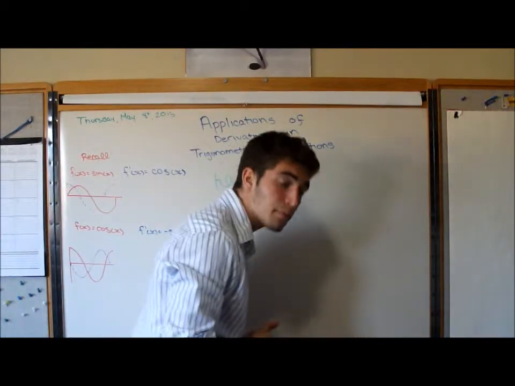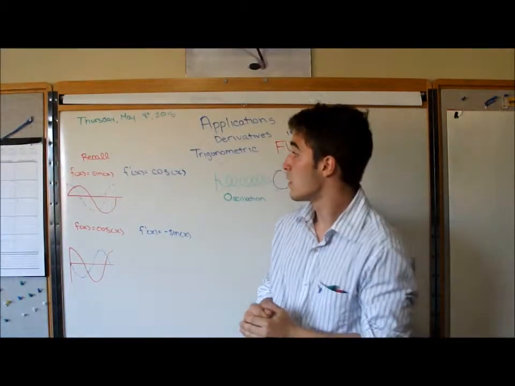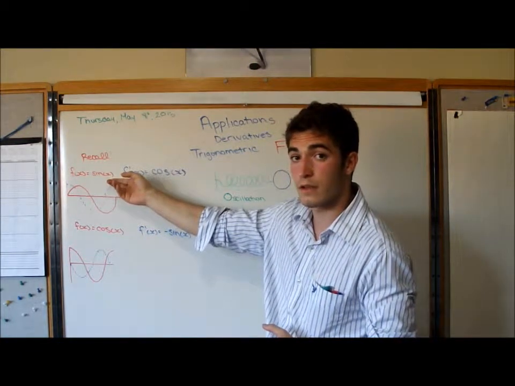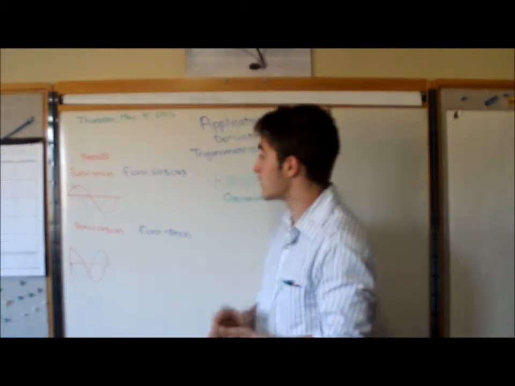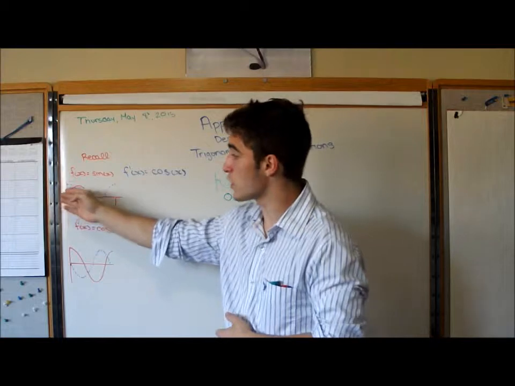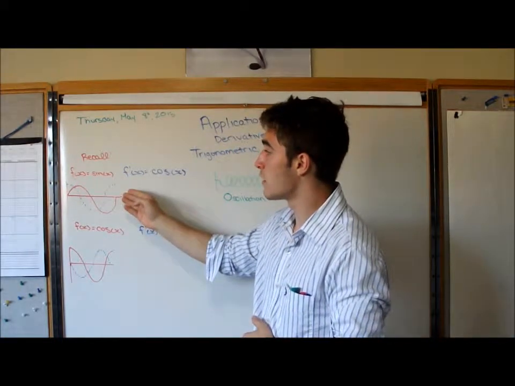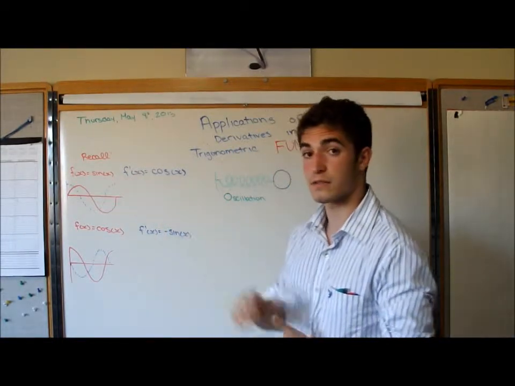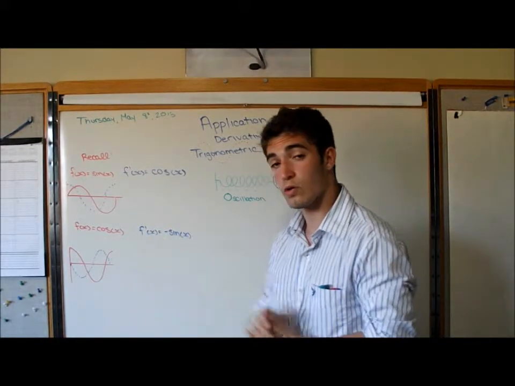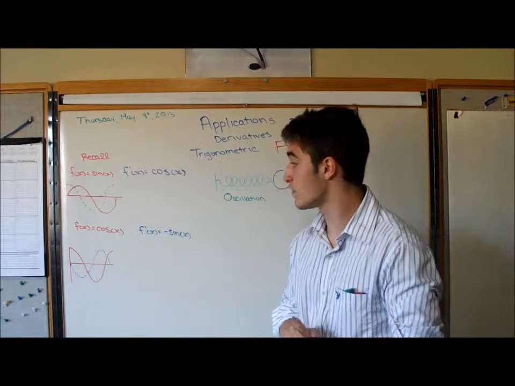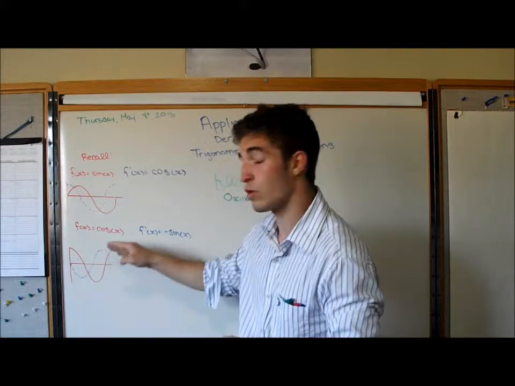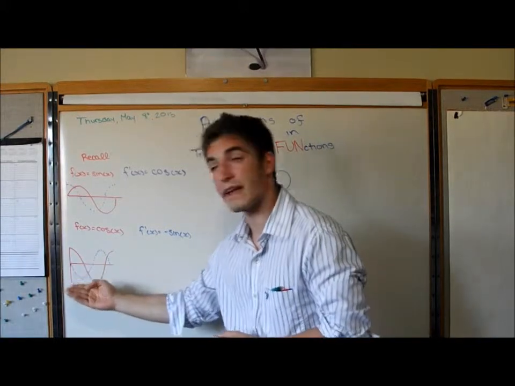But before we do that, recall, if you have a function of sine of x, the derivative is cos x, meaning that the instantaneous rates of change along your sine x is a function of cos x. Similarly, a function of cos of x has a derivative of negative sine x, meaning that the instantaneous rates of change of cos x is a function of negative sine x.